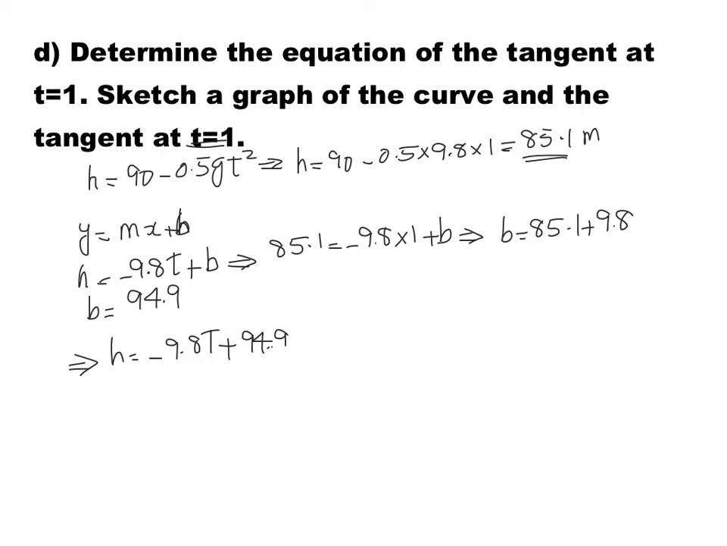You can use technology to do it, or you can just come up with a table of values for 4 or 5 points and then plot the graph and then draw the line h equal to negative 9.8 t plus 94.9.